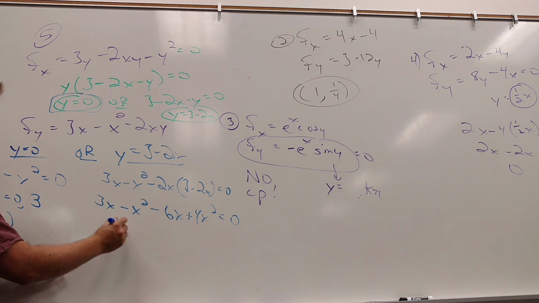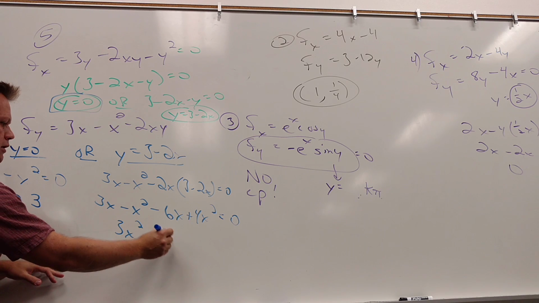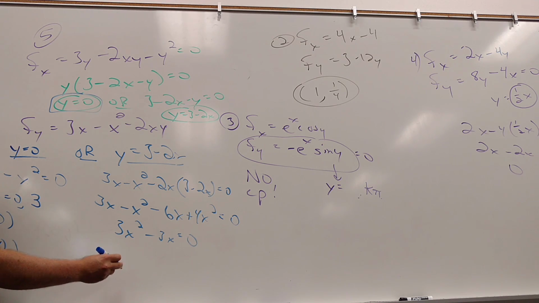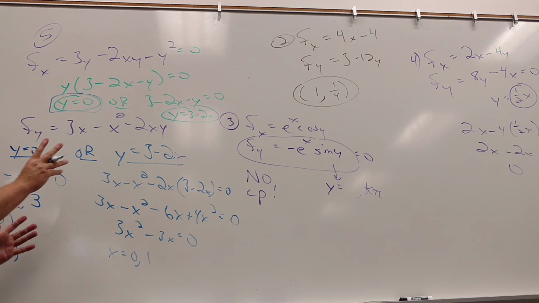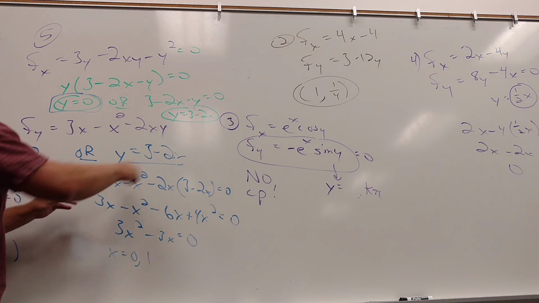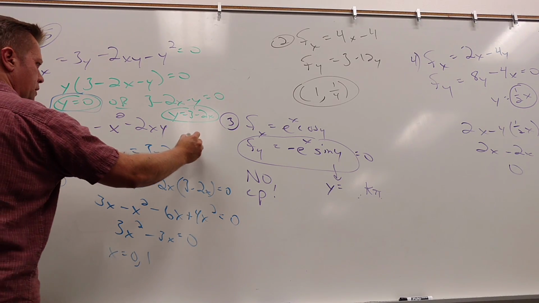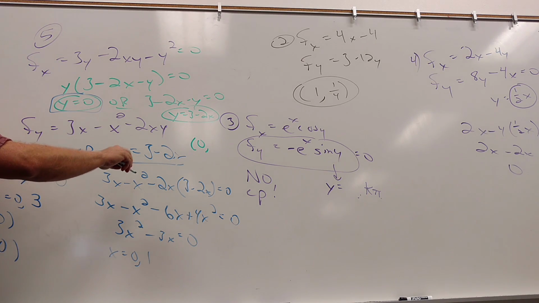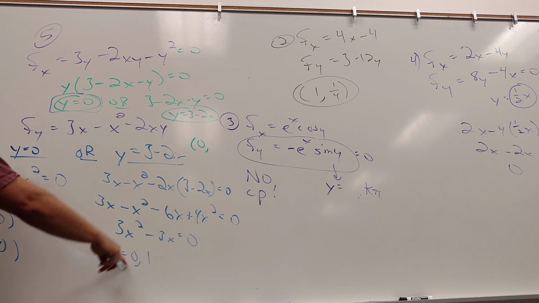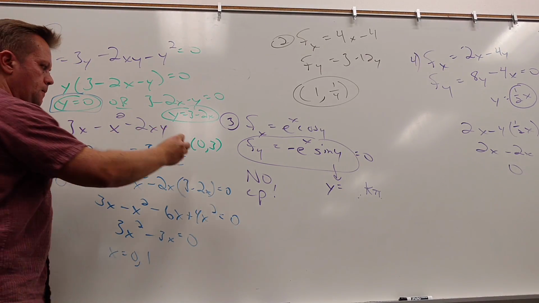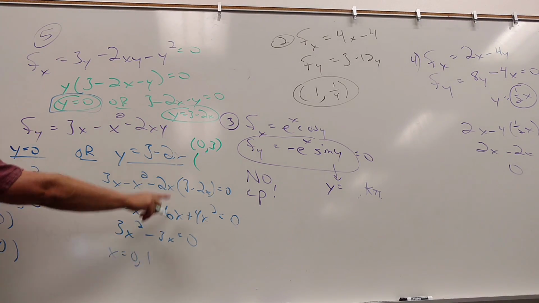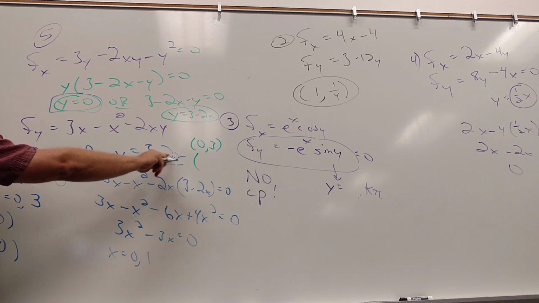So you get, what do you get? 3x squared minus 3x? Yeah, x equals 0 or x equals 1. So what points did I just make? Now here's the thing. So when x is 0, what's this y? What points did I just make? (0, 3 minus 2x). When x is 0, this is 3. When x is 1, this is 1.